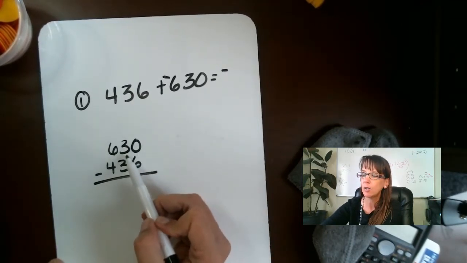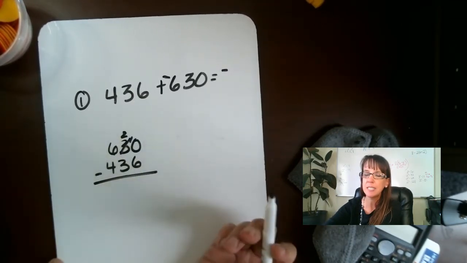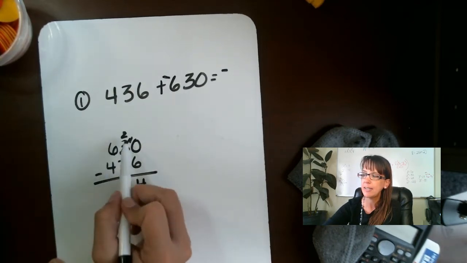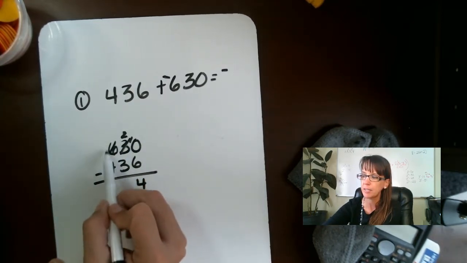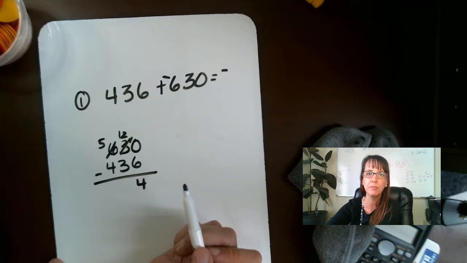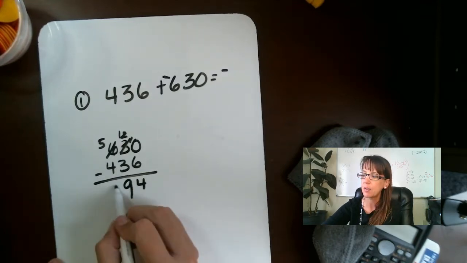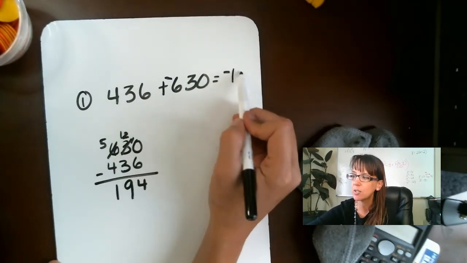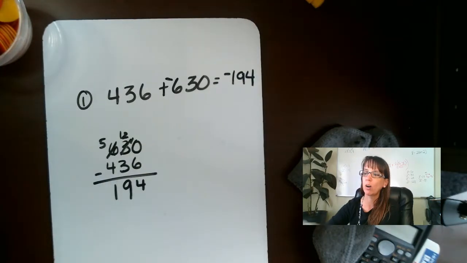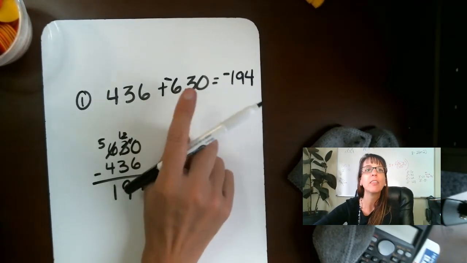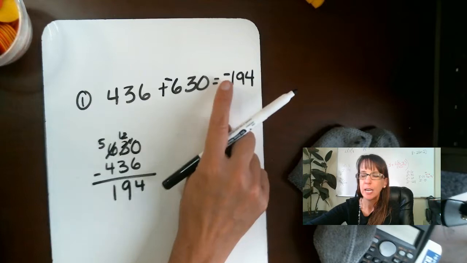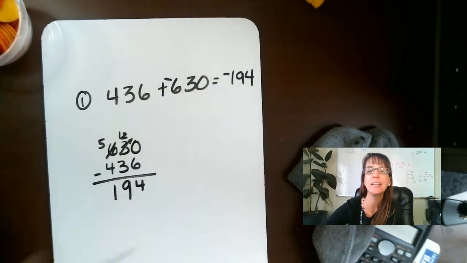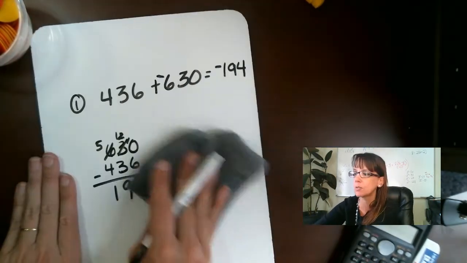So 0, I can't do that. It's going to be 2, and this will be 10. 4, and then I need to borrow because I can't do 2 minus 3, so this is going to be 5. That'll be 12. 9, 5 minus 1. So our answer is negative 194. Which team is larger? The negative team, so it's a negative answer. By how many? By 194, because I found the difference between those.